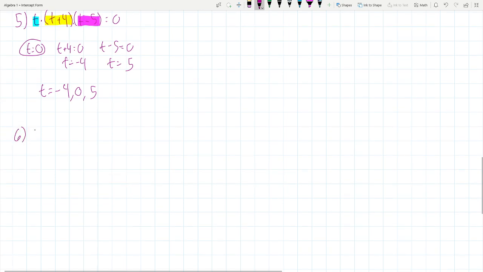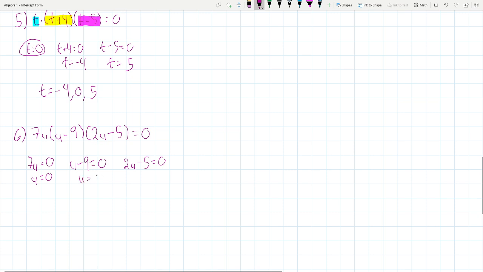Number 6. We have 7u, u minus 9, 2u minus 5. This one's a little more complex, but we're still going to use the same ideas. We go, okay, 7u needs to equal 0, u minus 9 equals 0, and 2u minus 5 equals 0. This one obviously is 0. This one is 9. This one's a little harder though, and so we need to follow that breakdown method.